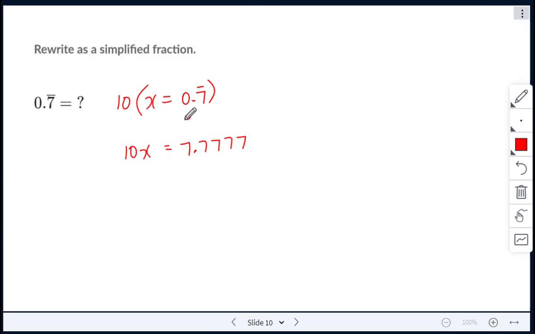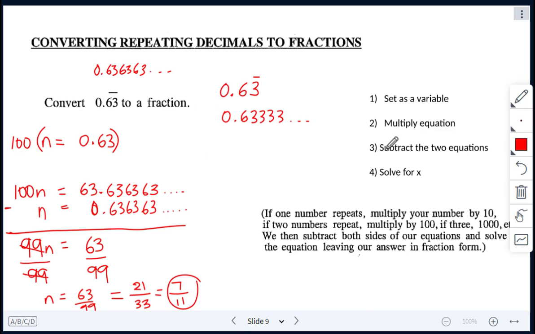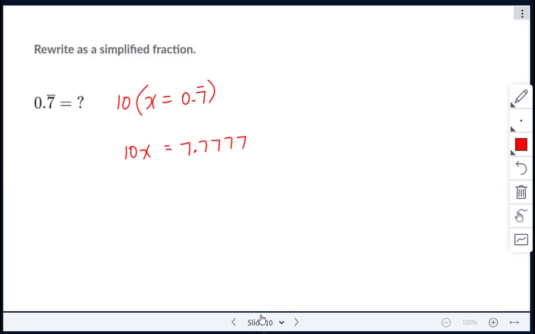And now we're going to subtract the two equations. So that's what it says here: subtract the two equations. Our first equation was x is equal to 0.7 repeating, so I'm just going to put that underneath here. x is equal to 0.7, and I'm just going to show that it's repeating like this, and it continues. Now we're going to subtract those two equations.